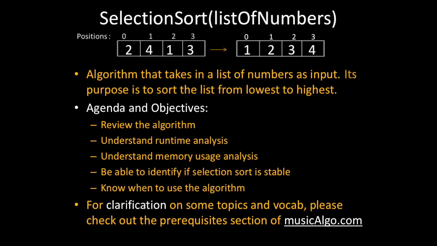Here's the agenda for this video. First, we're going to review the algorithm. Second, we're going to do a runtime analysis of selection sort. Then we're going to understand the memory usage analysis. And fourth, we're going to be able to identify if selection sort is a stable algorithm, i.e. whether it maintains relative order of elements. And last, we're going to give a brief summary of when to use selection sort.